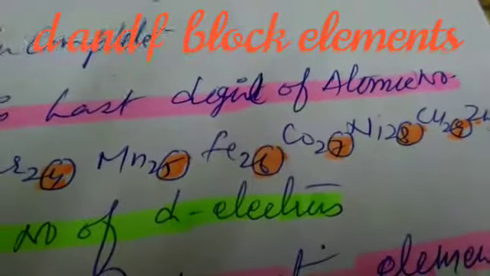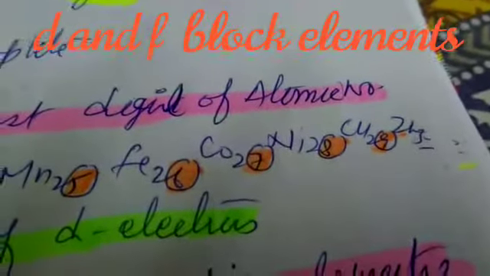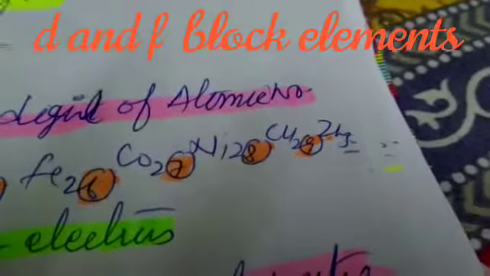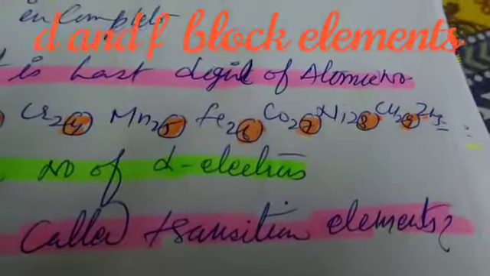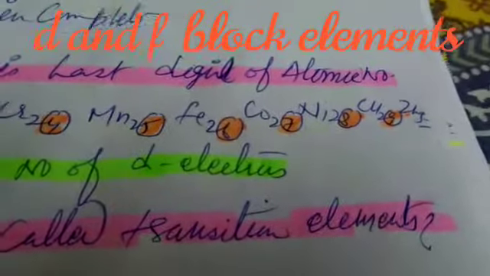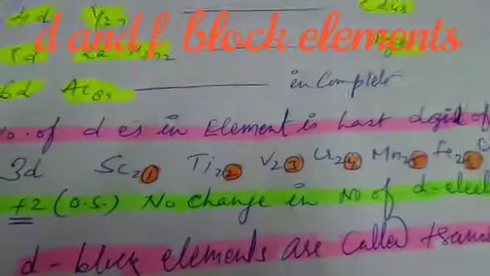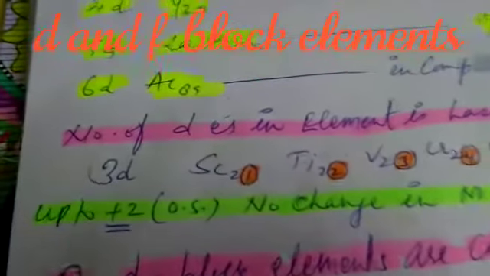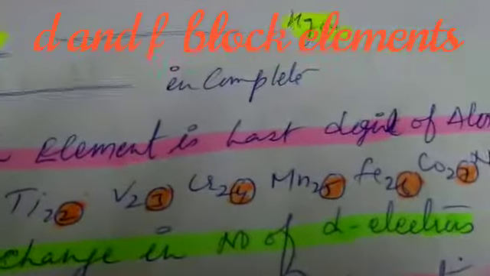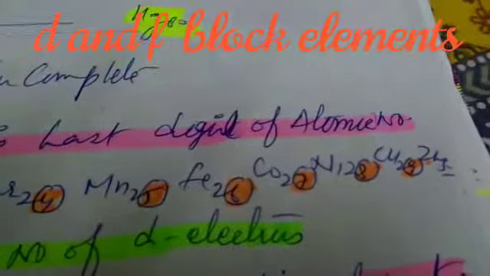In iron, there are 6 d electrons. In cobalt, 7 d electrons. Nickel, 8 d electrons, and copper, 9 d electrons. And zinc, 10 d electrons. So, you can see that there is a completely filled d orbital in zinc, as you know that 10 electrons can be occupied in 5 d orbitals. So, the number of d electrons in elements is the last digit of their atomic number, as you can see here.